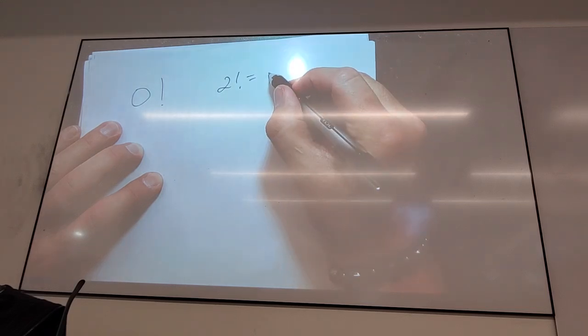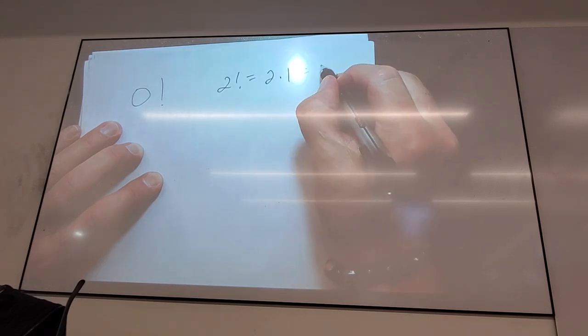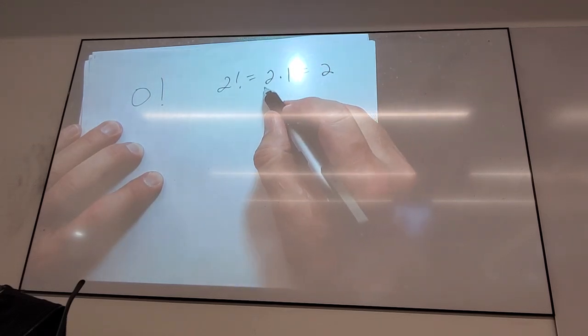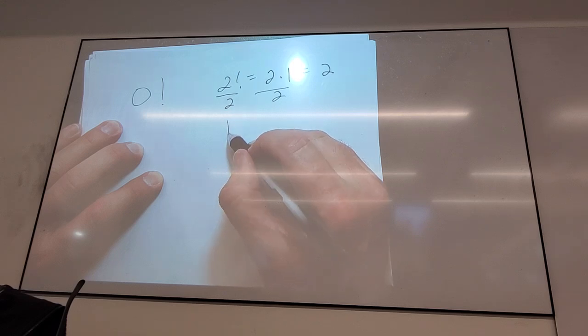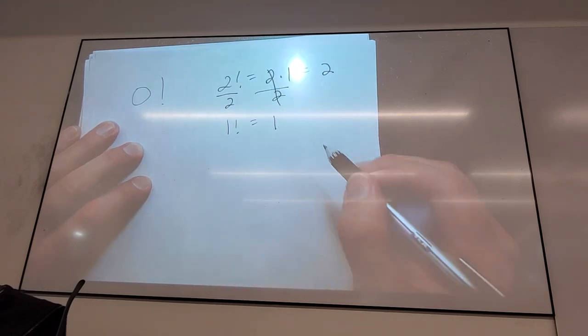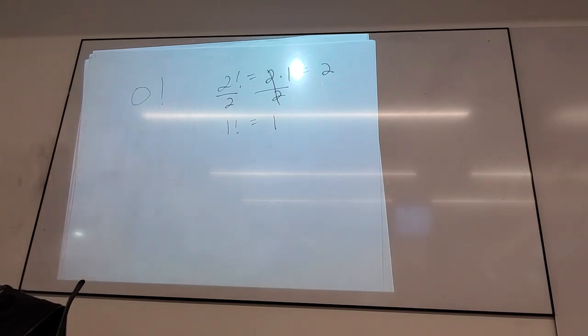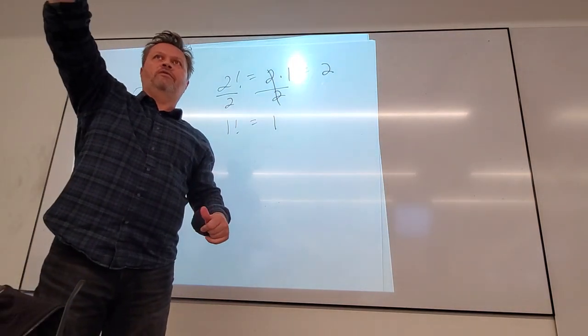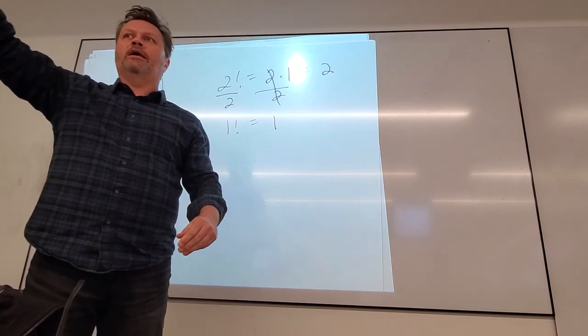What's 2 factorial? 2 times 1, 2. Yes? How do I get from here to 1 factorial? Wouldn't I divide by 2? Yes? So 1 factorial would be 1. You with me? Yes. So to get from 2 factorial to 1 factorial, I divided by 2. To get from 1 factorial to 0 factorial, I would divide by 1.